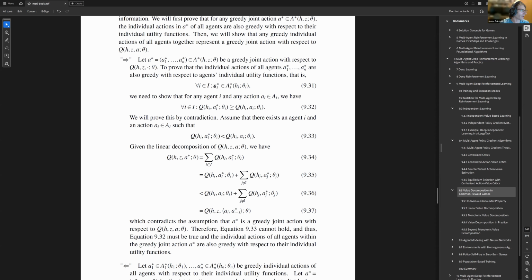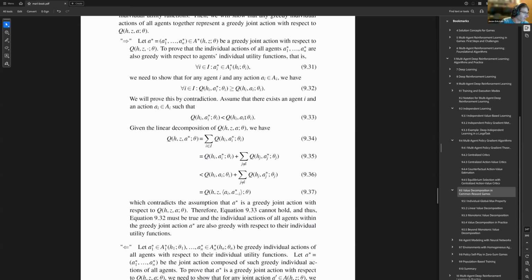Which means that, in order for this to be true for this A star, the value of A star for that agent and its individual utility function must be greater than the value of any of the other actions for its utility function. And they do that here as a proof by contradiction, by first assuming that the utility function evaluated at this ideal action, what we hope is the ideal action, is actually less than one of the other values here.